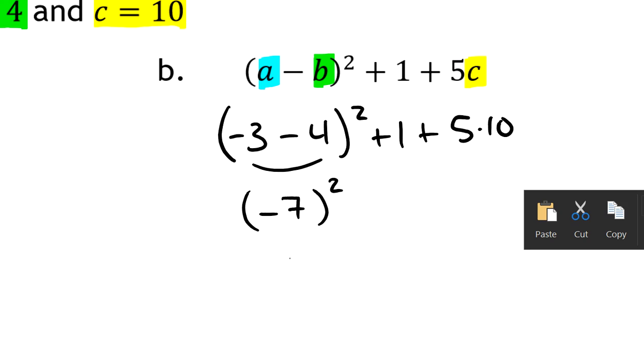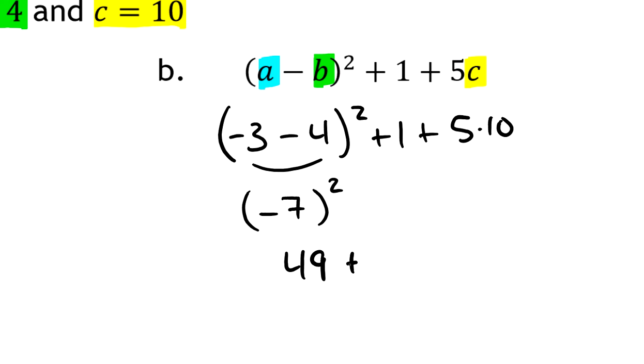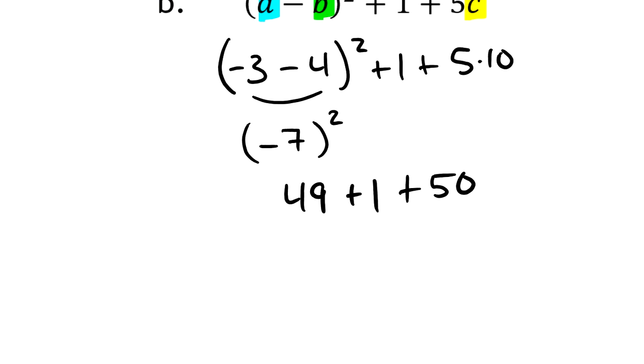Negative 7 squared is the number 49. And you can see I'm going to add a 1 to that and then plus 50. So this is looking like 50 plus 50, which is 100. So for B, the answer was 100.